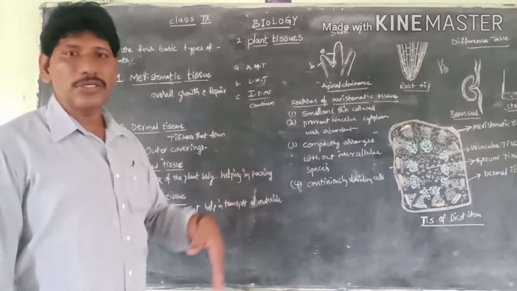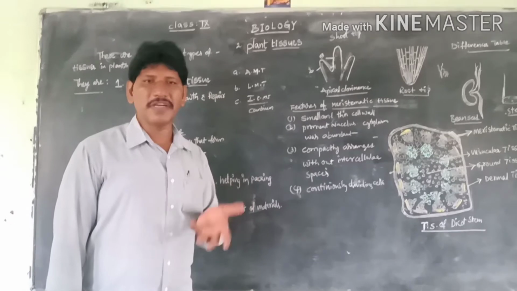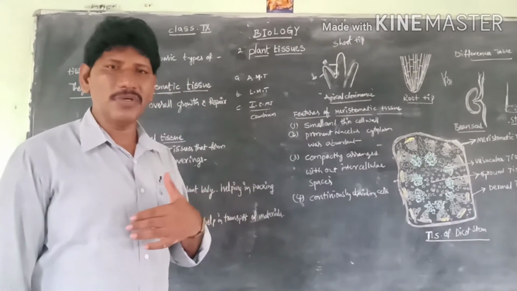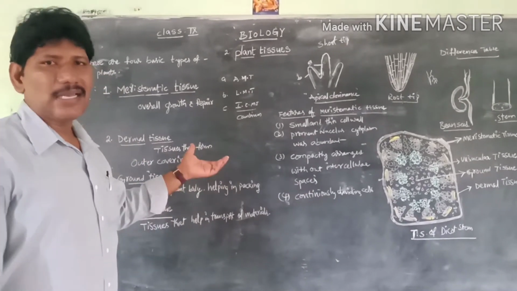In addition to that, a plant cell, unlike an animal cell, has some additional functions like photosynthesis. So plants can perform photosynthesis additionally, unlike an animal cell.